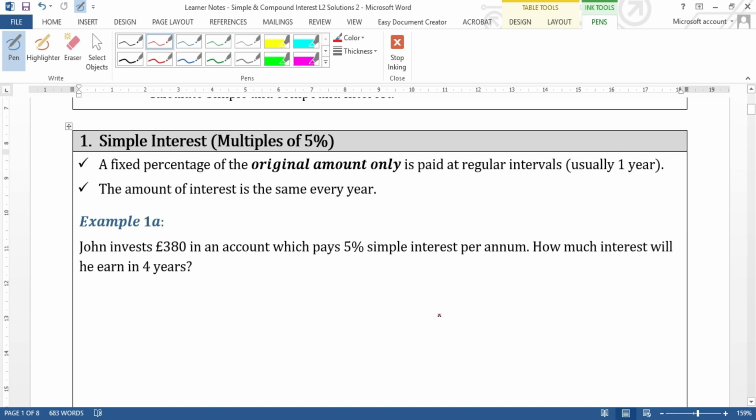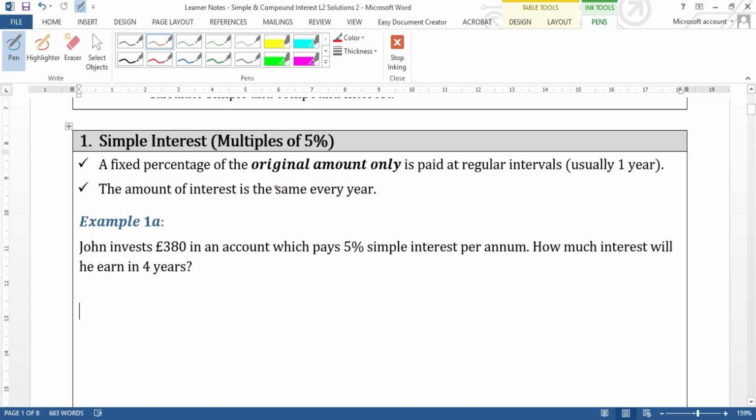Hopefully by the end of the lesson you will be able to calculate simple and compound interest. So simple interest, as the name suggests, is the simpler one, and most likely you're not going to get simple interest for functional skills level 2. Usually it appears in functional skills level 1.